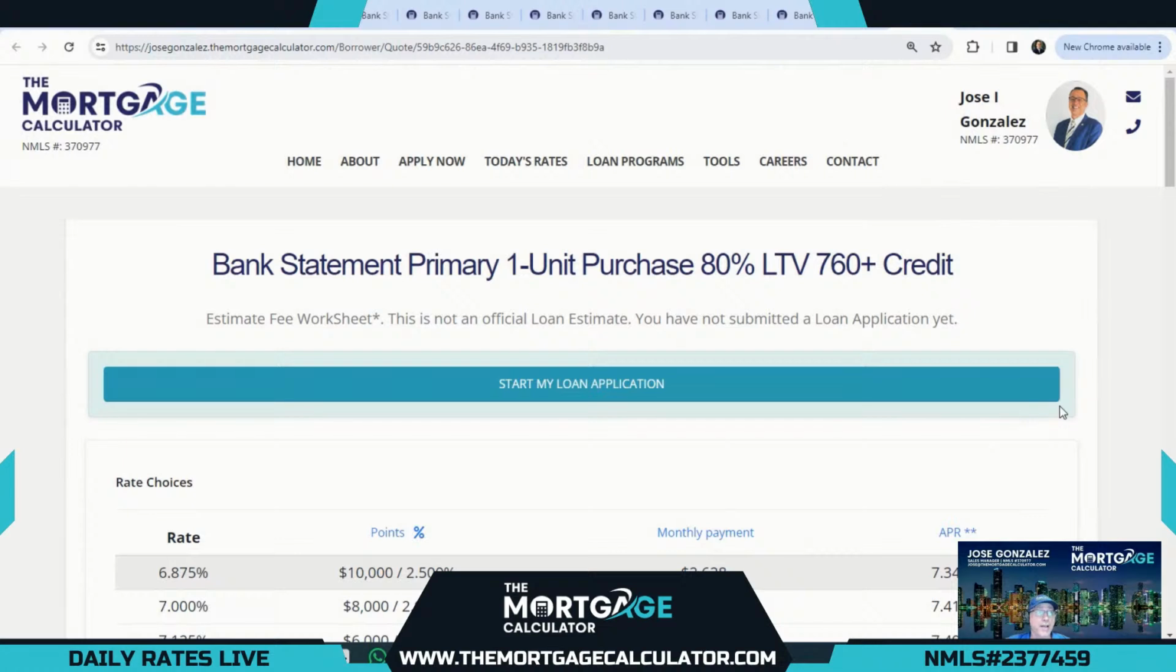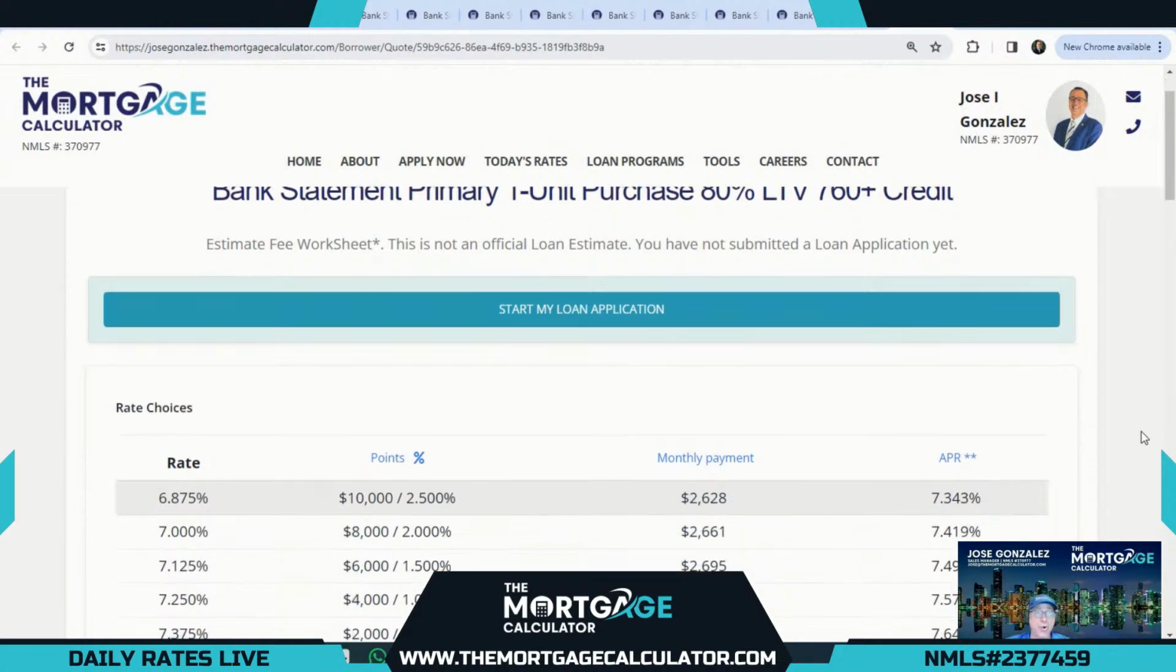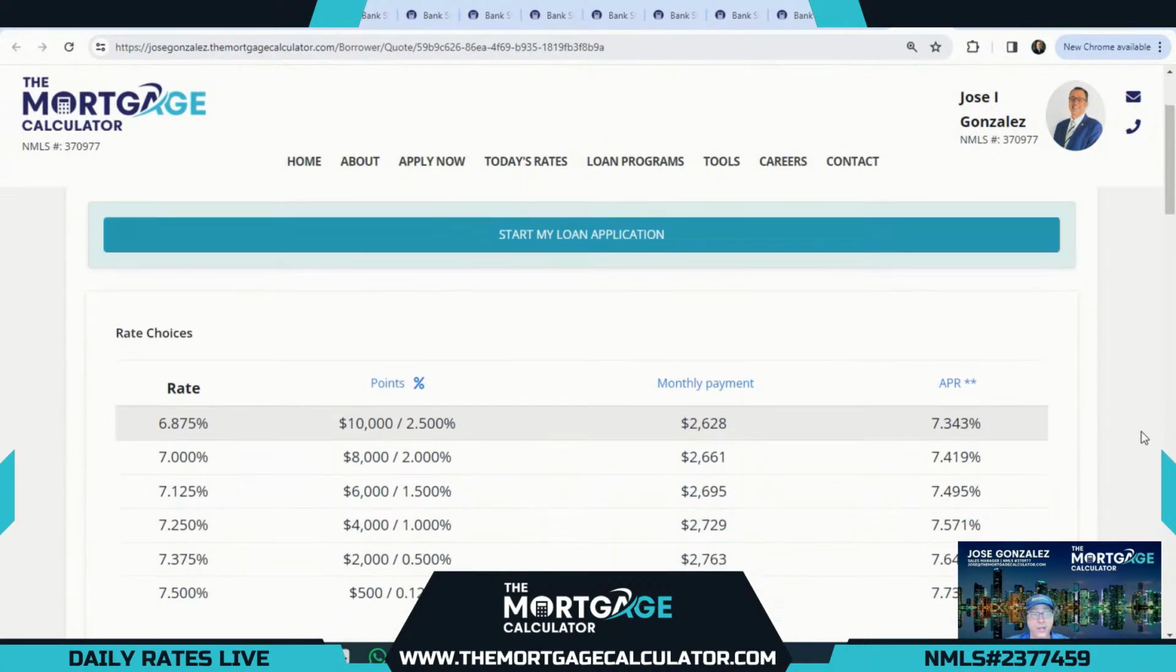So now we have a 1 unit 80% to show you the difference between the maximum LTV option and a more normal, quote unquote, LTV option. Look at that.